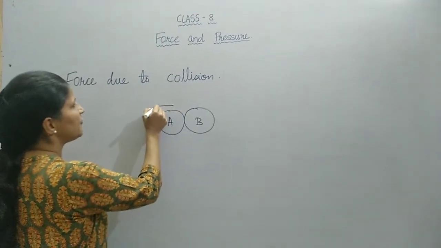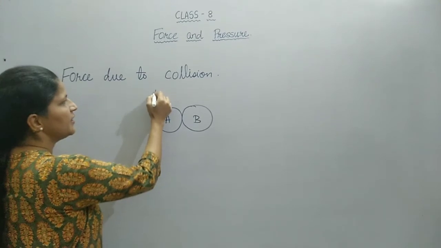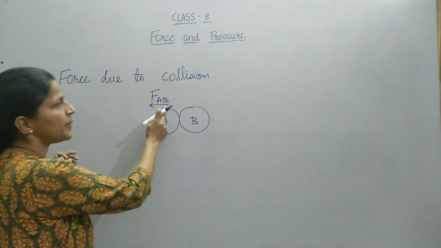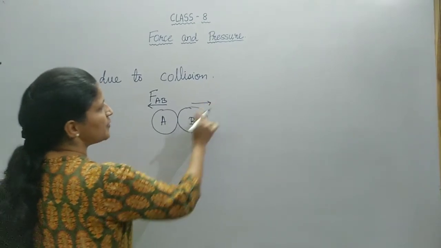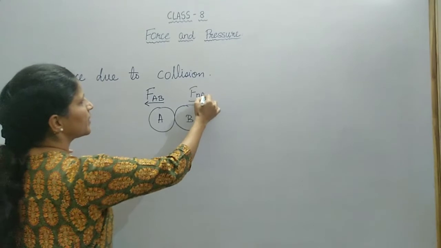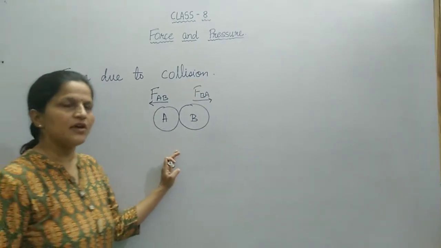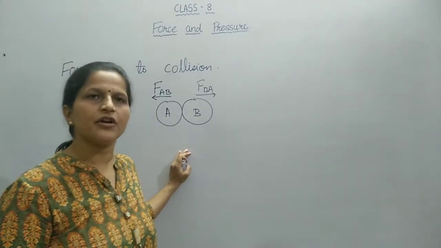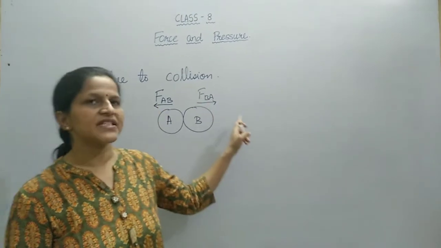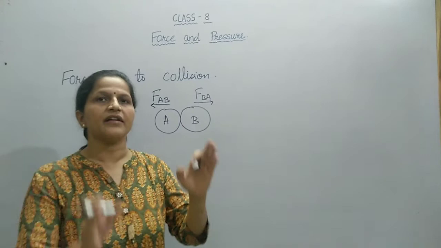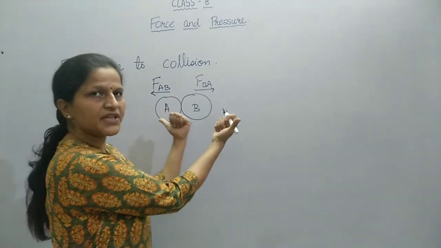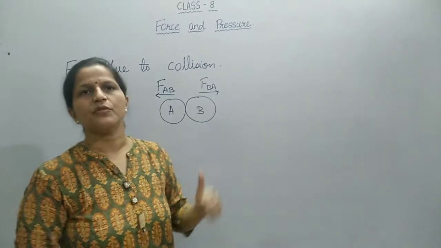The force acting on A, we are showing in this direction. This is FAB, meaning force on A due to B. And in this direction, I am showing the force acting on B due to A. According to Newton's law, every action has an equal and opposite reaction. Here, due to collision, both these forces FAB and FBA are equal in value, but you can see that they are opposite in direction.